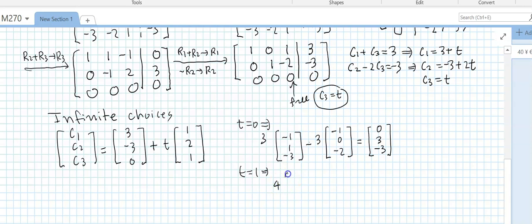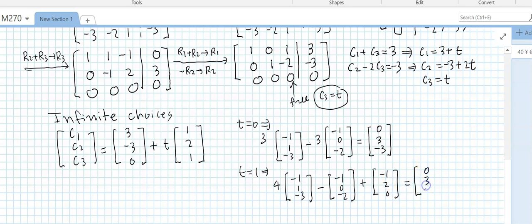If T equals 1, then it's going to be 4 of -1, 1, -3, and then T equals 1, -1, 0, -2, and T equals 1 plus -1, 2, 0, will give me 0, 3, -3. We get infinite choices.